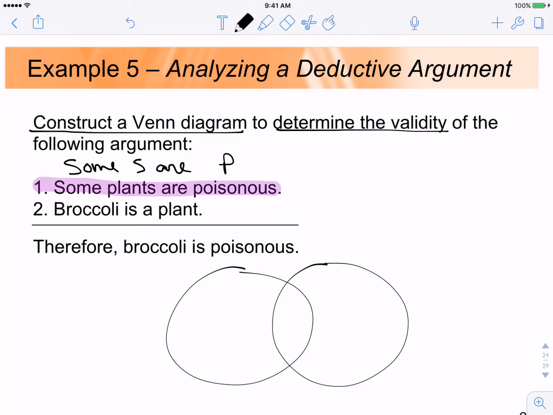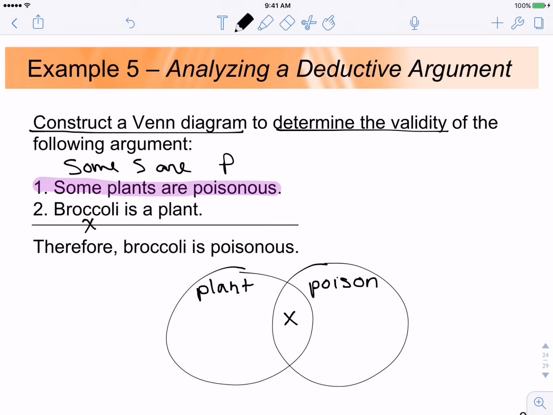All right, so one of our circles is going to represent plants, and the other one is those that are poisonous. And we need to figure out where broccoli, or X in this case, is going to go. So there's actually two places that we could put broccoli. We know that broccoli is a plant, so it has to stay within the plant circle, but the plant circle is broken into two pieces.